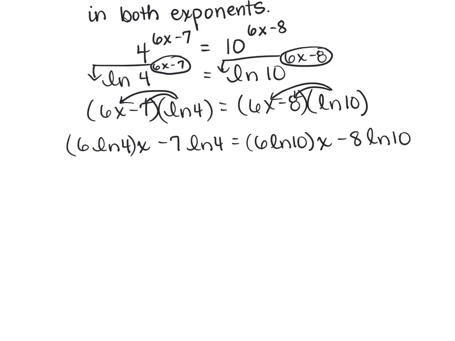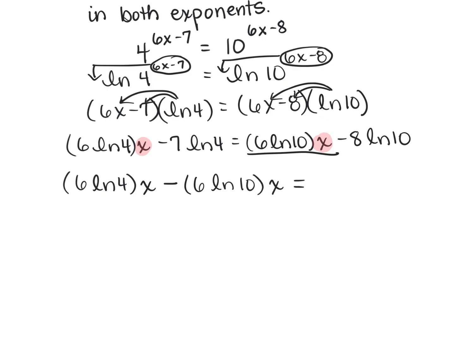And what we have to realize here is that we need to get these two x's on the same side and get everything else to the other side. So I'm going to leave 6 natural log of 4 times x over here, and I'm going to subtract this one to that side. So I'm going to subtract 6 natural log of 10 times x. Now, I'm going to add 7 natural log of 4 to both sides because that's just a number. And again, if you want to find that decimal approximation for that, you can go ahead and do that. So on this right-hand side, we're going to have 7 natural log of 4 minus 8 natural log of 10.